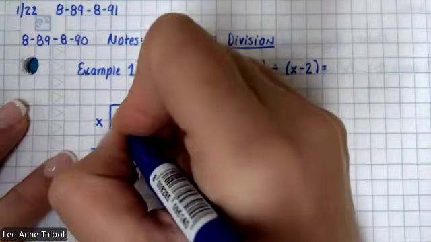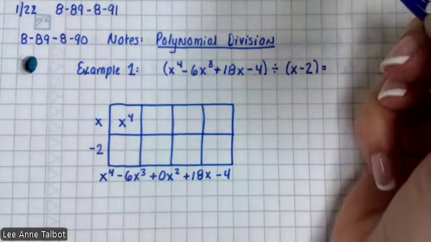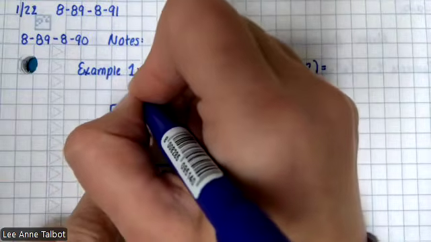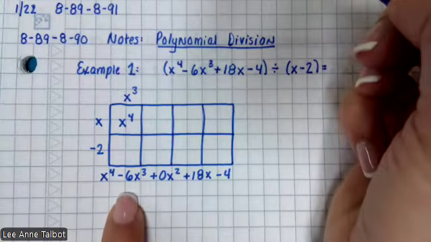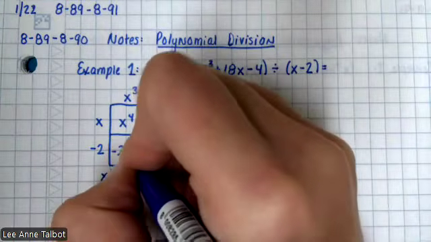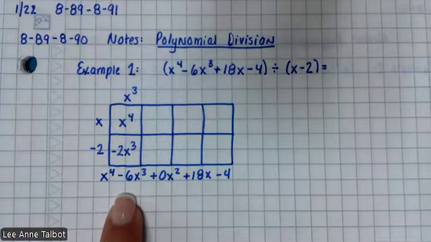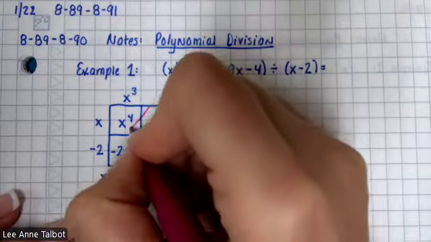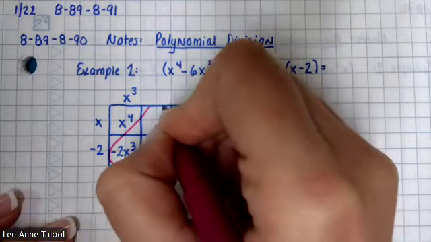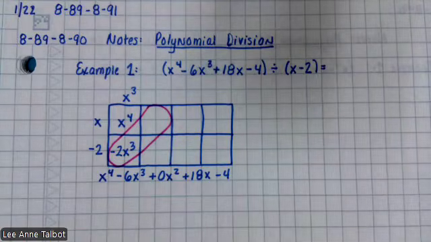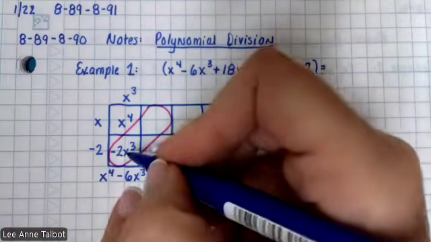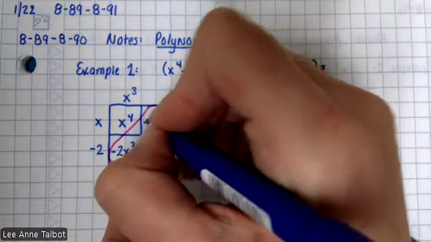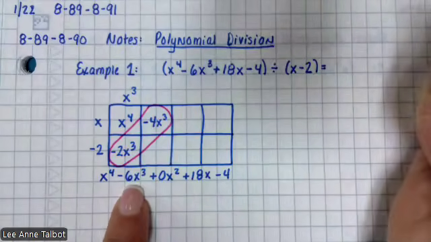Okay, x to the 4th in the first box. What does the top have to be? This is an easy one. X cubed. This has to be negative 2x cubed. Okay. I have negative 2x cubed, and I need negative 6x cubed. So this needs to be negative 4x cubed.